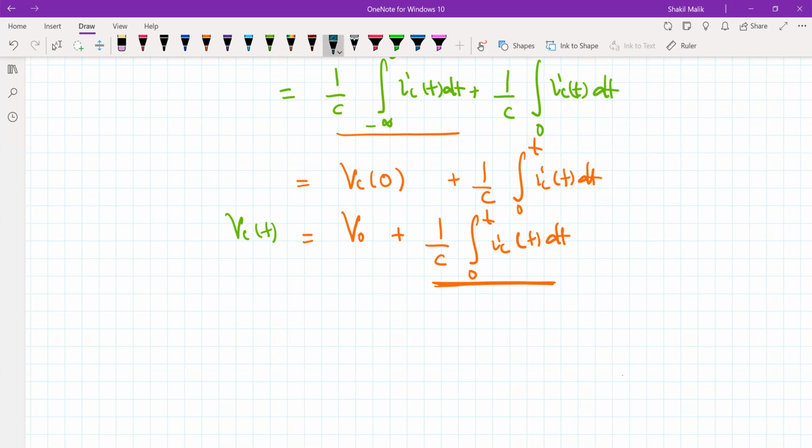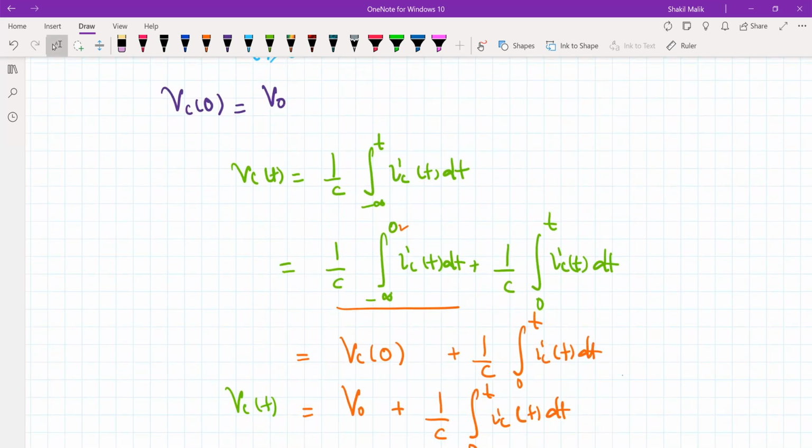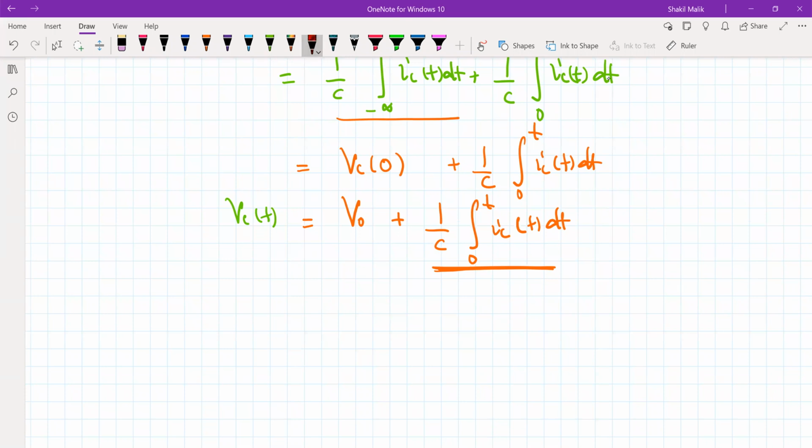So we can draw the equivalent circuit of this capacitor like this. So the equivalent circuit of the capacitor can be drawn like this. The capacitor voltage is equal to, there will be one capacitor and there will be one voltage source, and that voltage source is having a voltage of V0. And this is our capacitor, and this will be our behavior of this capacitor voltage for t greater or equal to 0.